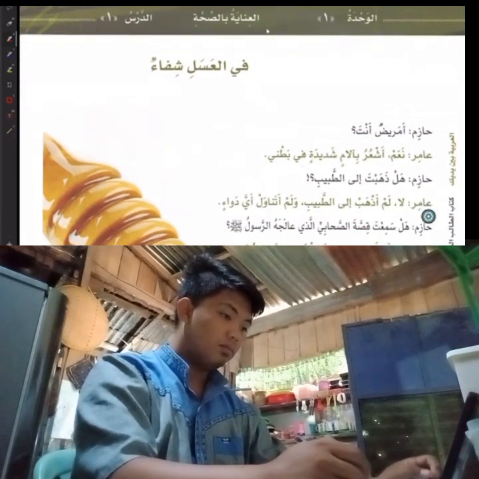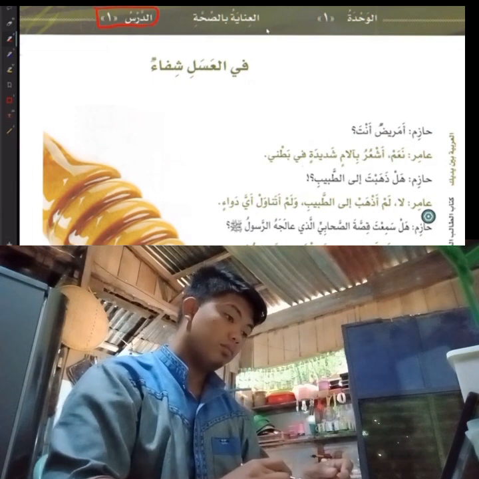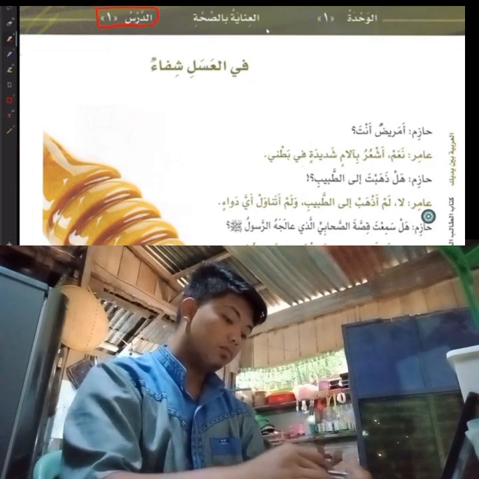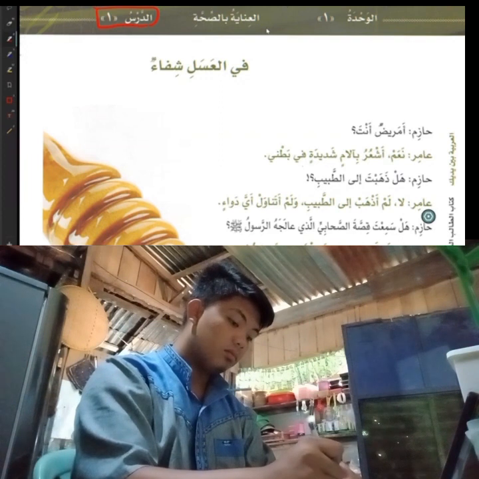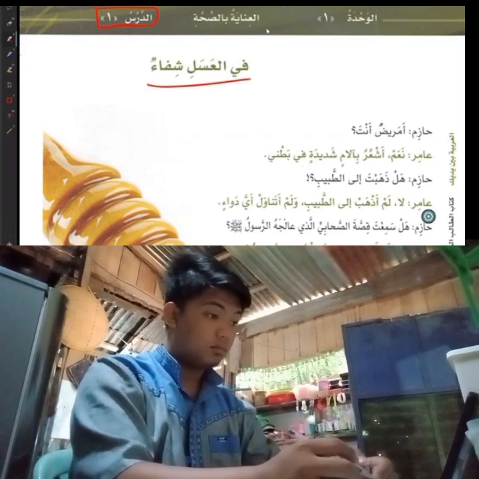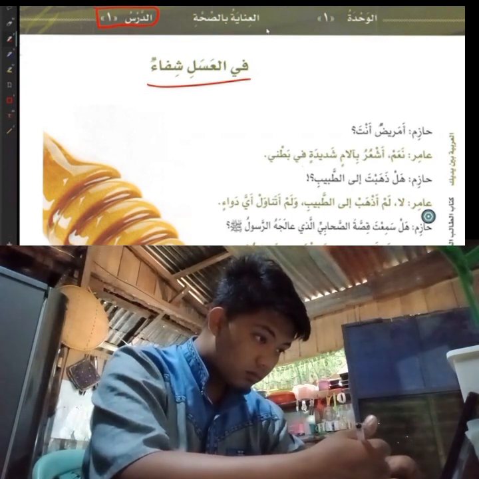So we have the first lesson, الدرس الأول, which is a حوار. A حوار is a conversation. So the title of the حوار is في العسل شفاء. So basically, you can translate it two ways. You can just translate it as it is, in the honey.